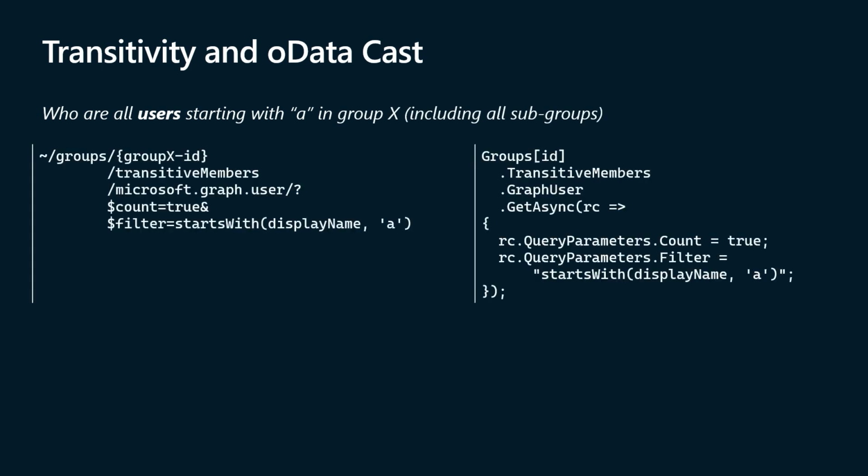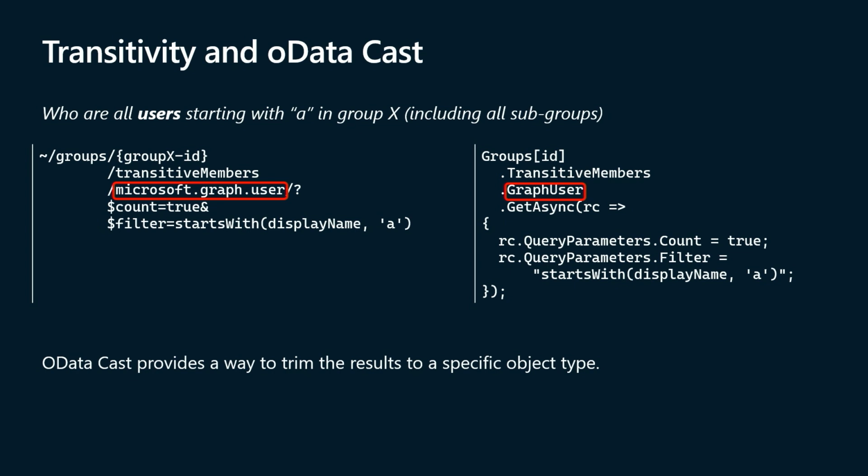Transitivity. All right, so as you know, group members can be of various types. You can have users, applications, service principals, and even other groups to, for example, create nesting. This API allows you to unroll the nested list of groups into a flat list by choosing a specific type. This is called OData cast, and it is supported, of course, both in the HTTP REST endpoint and in the C# SDK.